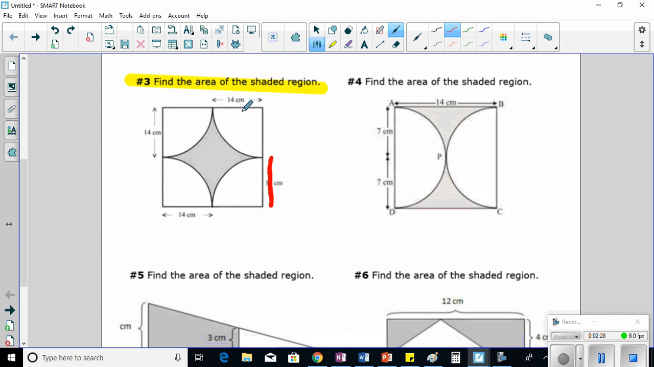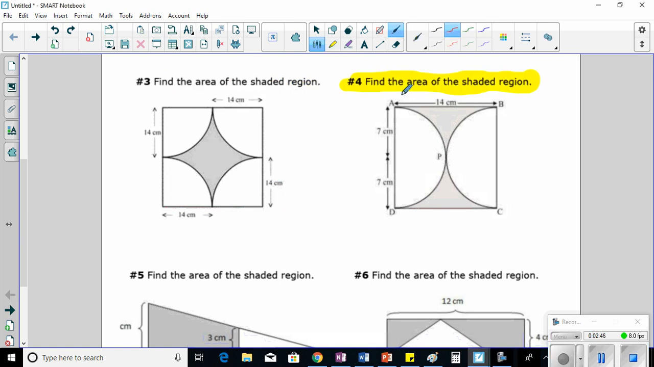The next thing you'll have to find is the base and height of the big square around it. Well, if this is 14 and this is 14, then you can find the full length here. So that number will act as both your base and your height for the square, and then subtract away the area of one circle with a radius of 14.